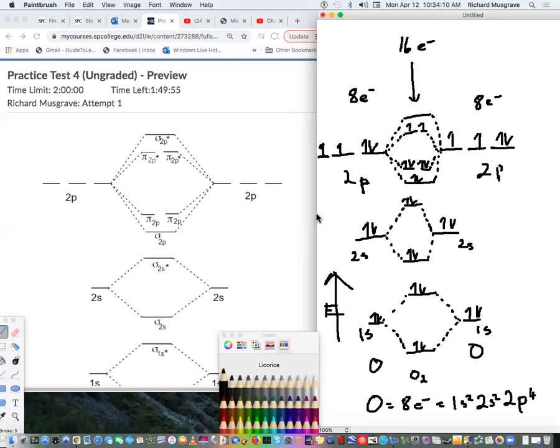So the bond order here is again the bonding electrons minus the antibonding electrons divided by 2, which would be 10 minus 6 over 2, which is 2. So what we expect is a double bond between the two oxygens, which is pretty much what we get anyway. If you did a Lewis structure, that's what you'd come up with. So yes, there would be a double bond. That's borne out by the formula here as well. Does anybody have any questions?